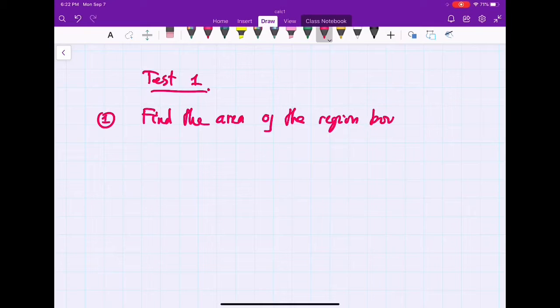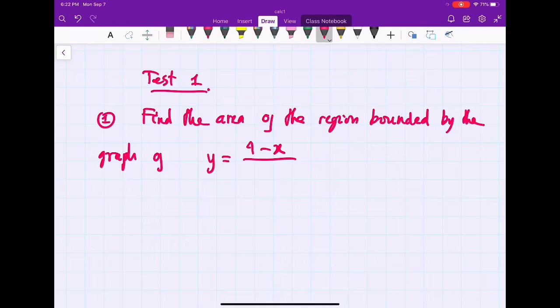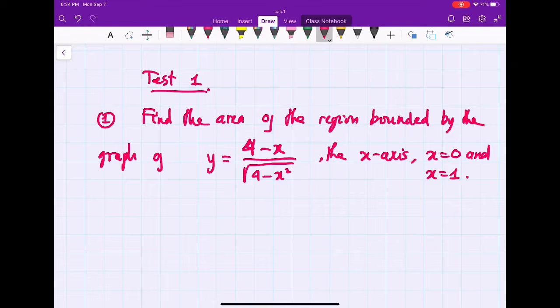bounded by the graph of the function y equal to (4 minus x) over square root of (4 minus x squared), the x-axis, x equal to 0 and x equal to 1.